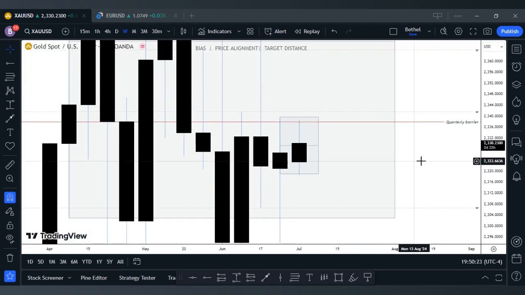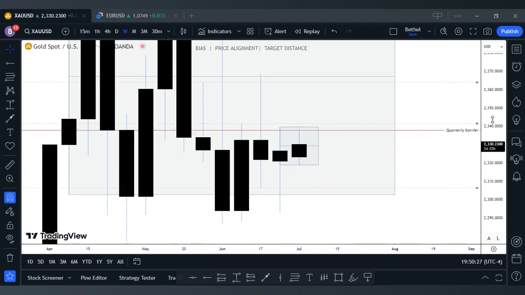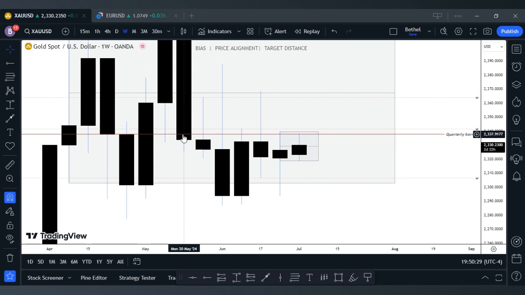Going into the weekly time frame here, you can see that we have this quarterly barrier. After price breached below that barrier, which came in on the 20th of May, the week of 20th of May 2024.